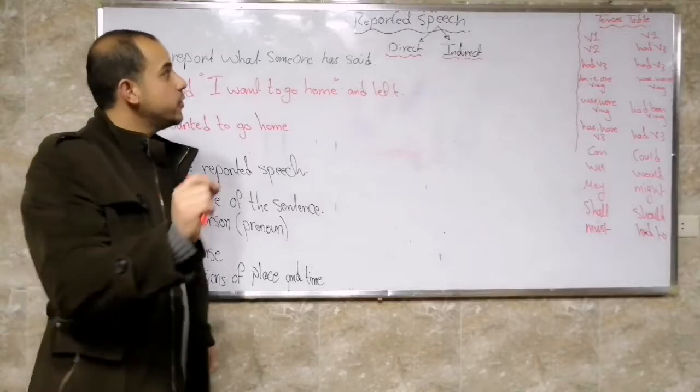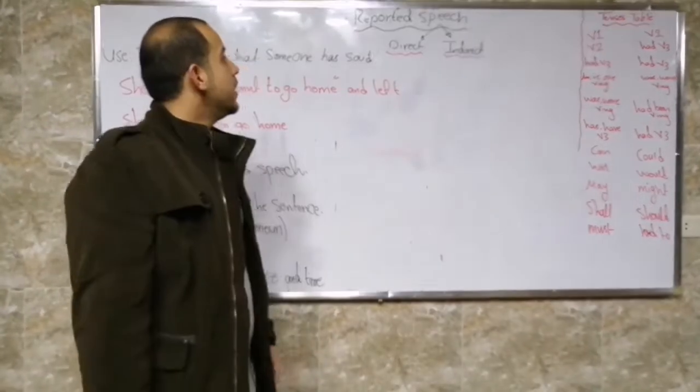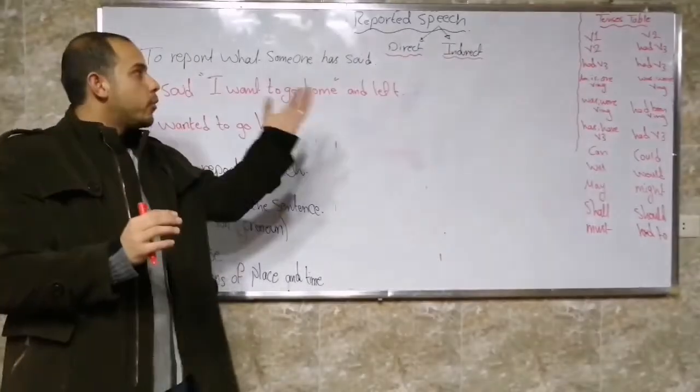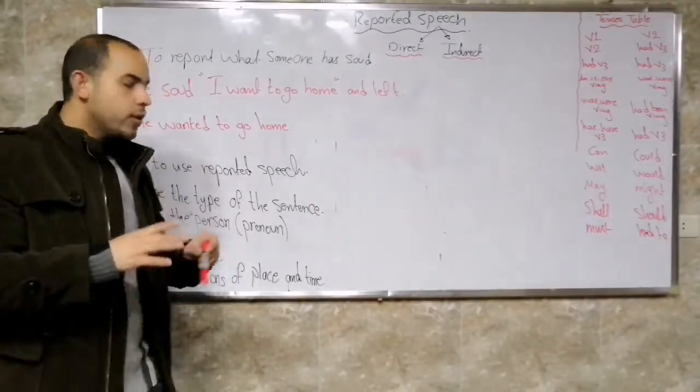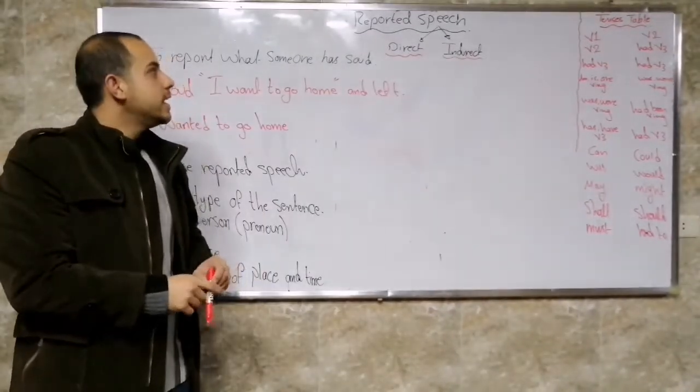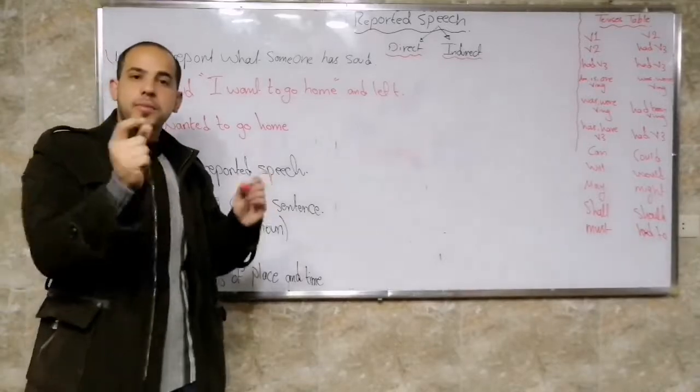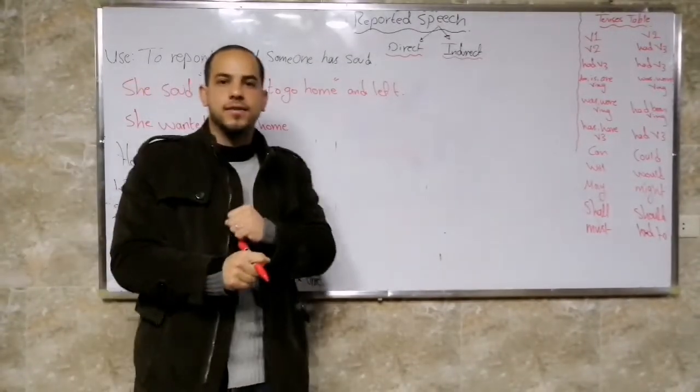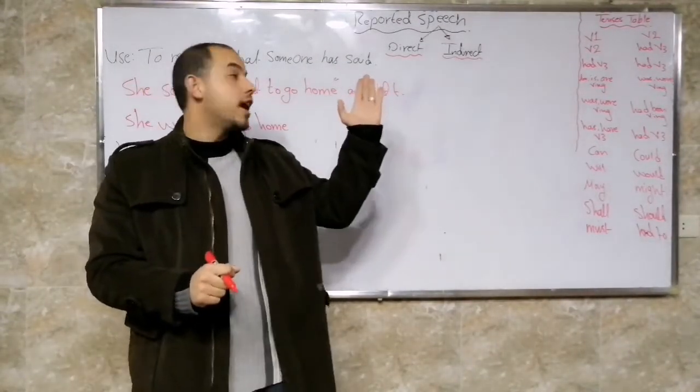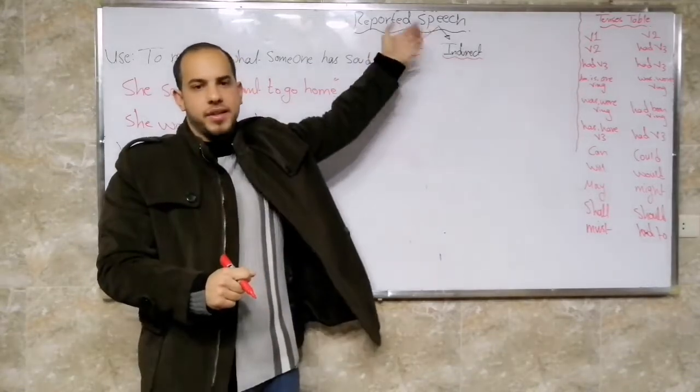Today we have a new English lesson. Today we are going to talk about reported speech. But before we move deeper, let us know how many parts we have for the speech itself. Actually, we have two types. The first one is the direct speech.